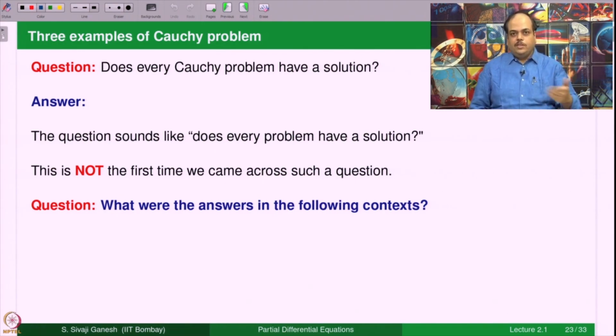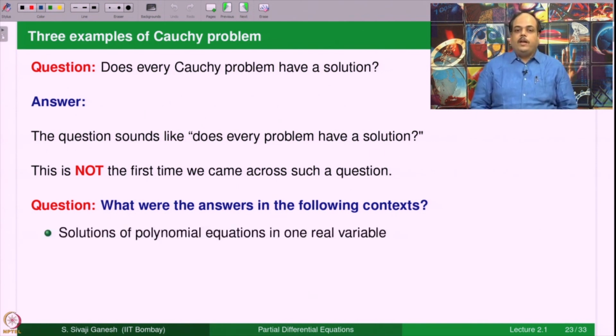Now, let us ask the same question in a few well known situations from before. Solutions of polynomial equations in one real variable. A polynomial may not have a solution. The polynomial equation x square plus 1 equal to 0 has no real solution. It can have exactly one solution, let us say x minus 1 equal to 0 or x into (x square plus 1) equal to 0. Then you can have finitely many solutions. Let us take a very simple one, (x minus 2)(x minus 3) equal to 0. For any finite number a1, a2, ..., an, you write (x minus a1)(x minus a2)...(x minus an) equal to 0, and precisely these are the solutions a1, a2, ..., an. But you cannot have infinitely many solutions for polynomial equations.